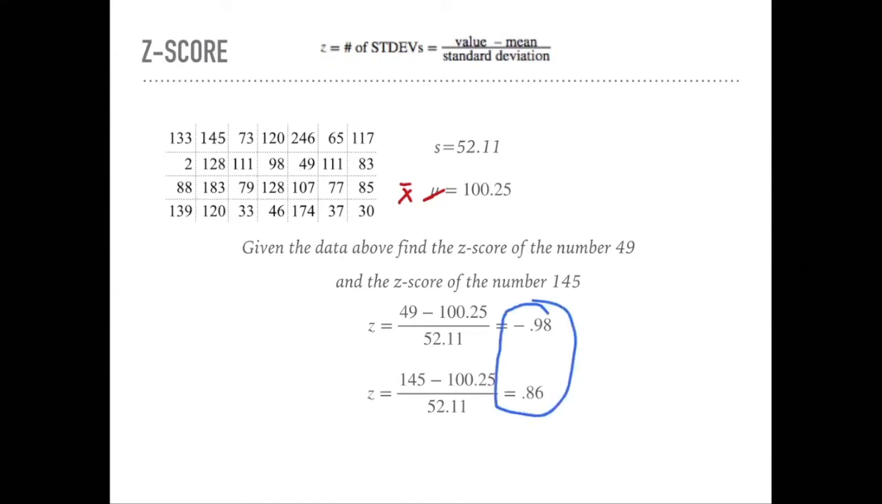Both of these values here are z-scores. Z-scores can be negative, they can be positive. Z-scores are going to be negative when your data value is smaller than your mean. Z-scores will be positive when your data value is larger than your mean. A z-score of +1 would mean that it's exactly one standard deviation above the mean. So the z-score of negative 0.98 means it's really close to being one standard deviation below the mean. And a z-score of 0.86 means it's getting close to being one standard deviation above the mean, but not quite one standard deviation above the mean.